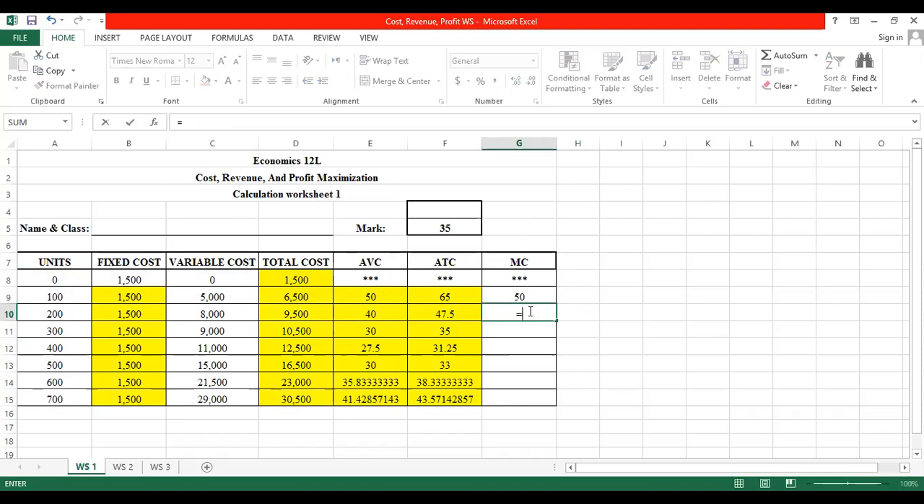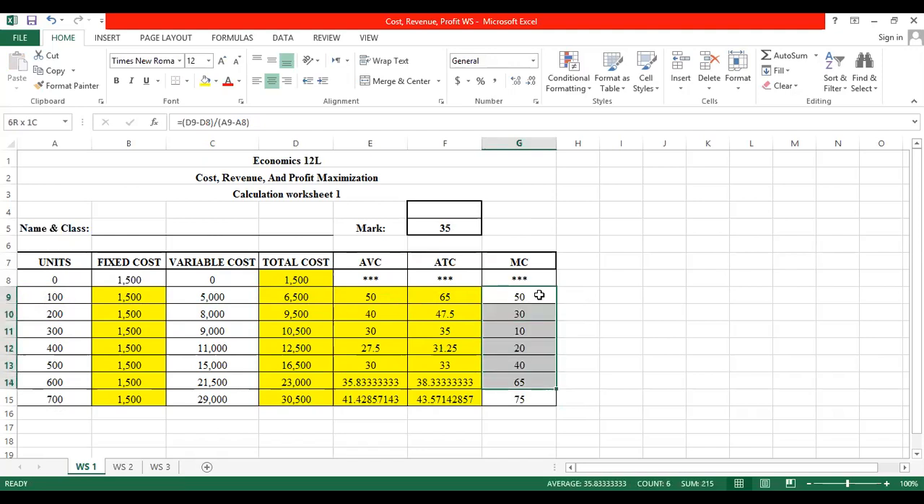Equal, I open my brackets, I'm coming to my current total cost minus my previous total cost. I close my brackets, I put the divide sign. I open brackets, coming to my current quantity 200 minus my previous quantity, which is 100. I close my brackets and I press enter. My new number is here. So I copy, I scroll it down, everything is ready.